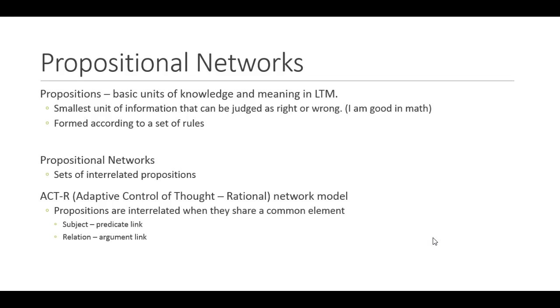In the ACT model, they call this network model ACT-R, and they see that propositions are related when they share a common element. Either there's a link between the subject and the predicate, or relation, argument. I can't explain those to you right now. If you have questions, let me know after you reread this piece.